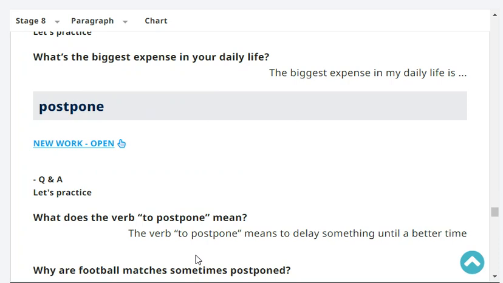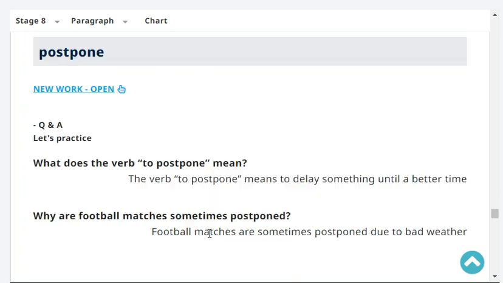What does the verb to postpone mean? The verb postpone means to delay doing something until a better time. Very good.